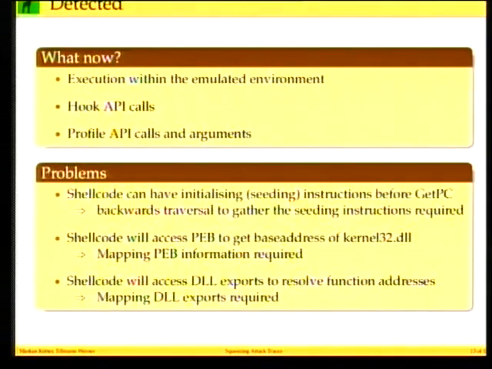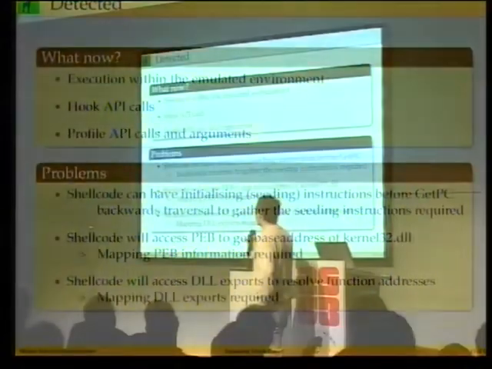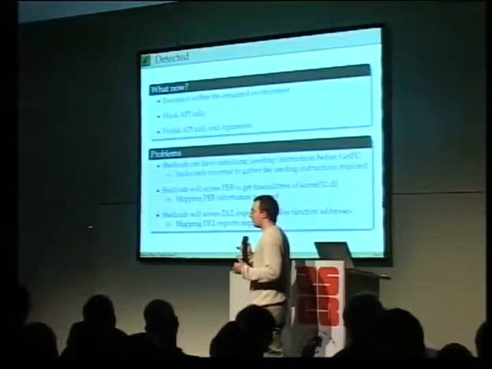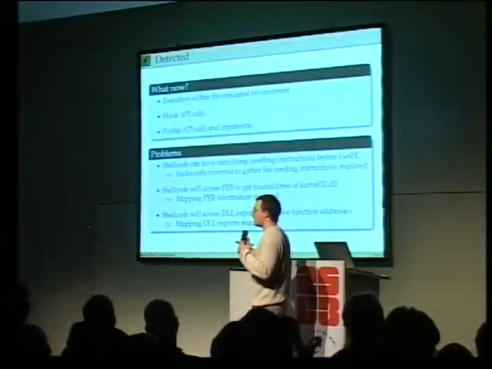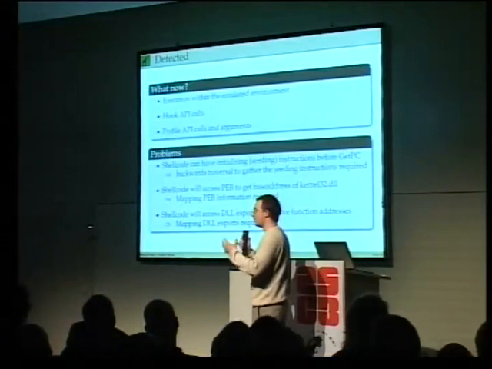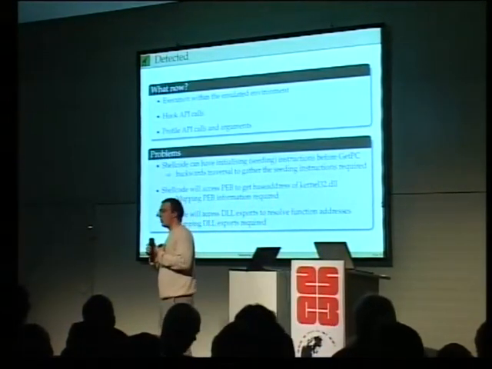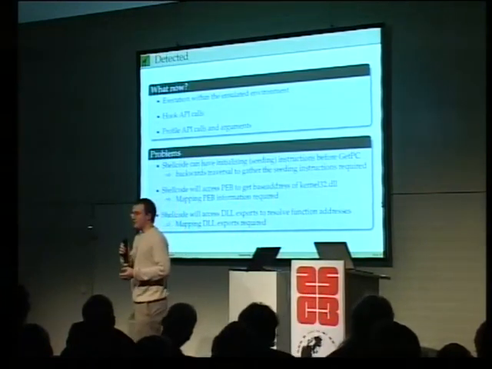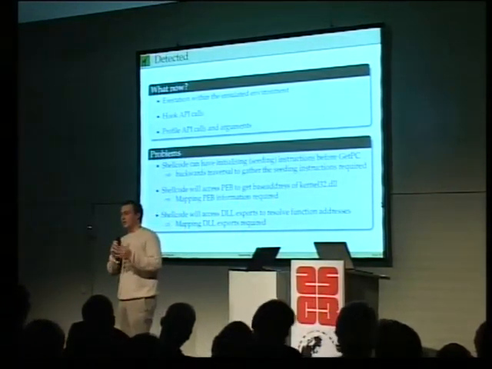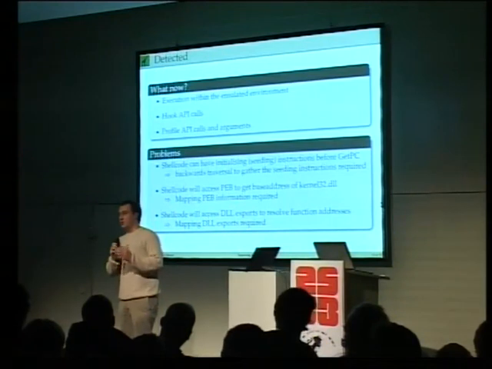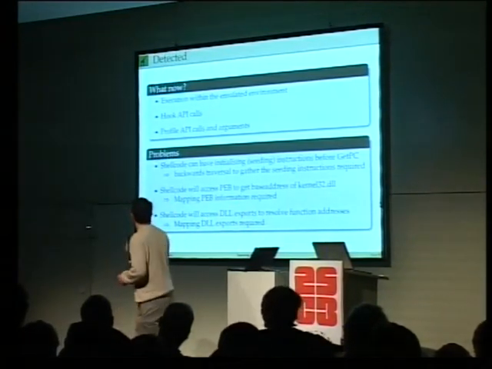What now? We need to be able to execute the shellcode within an emulated environment. This emulated environment is a process environment of Windows, and we have to be able to hook API calls, so we see which API is meant to be called. For example, if the shellcode wants to download something, we want to know where it wants to download from. If the shellcode wants to connect to somebody, we want to know where it wants to connect to.